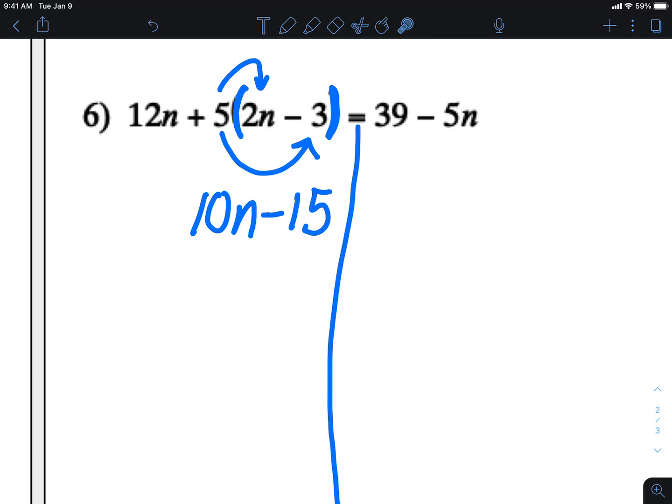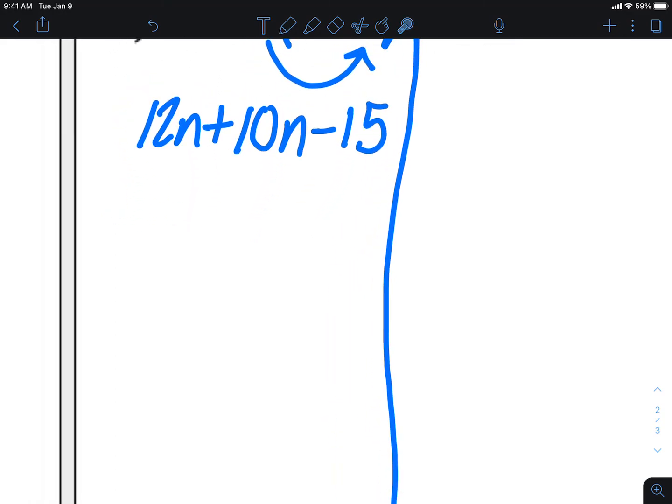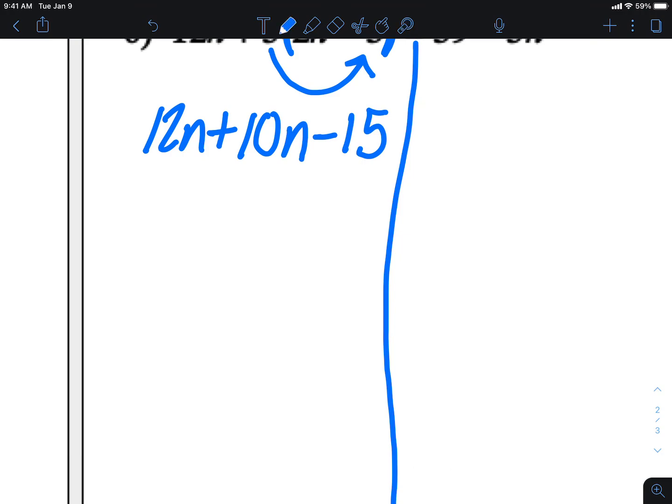Now this 12n is just going to come straight down. And this is a positive 10n, so I'm going to write that plus 12n. Now I notice here that these 12n and 10n are like terms. And we know they're like terms because they both have n. So I'm going to combine these two, just like that. So 12n plus 10n is 22n.